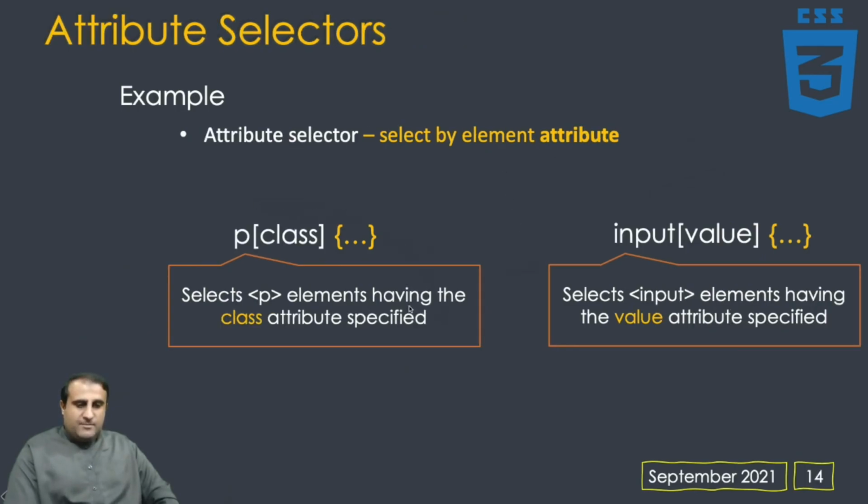Finally, we have the attribute selector. So the attribute selector means that the style should be applied to the element when its particular attribute has been set. For example, we have the p and the brackets, and then we have the class. So it means that this style should be applied to all paragraph elements whose class attribute has been specified. Similarly, on the right side, we have the input and the bracket value. So it means that all the input elements should be selected whose value attribute is set.